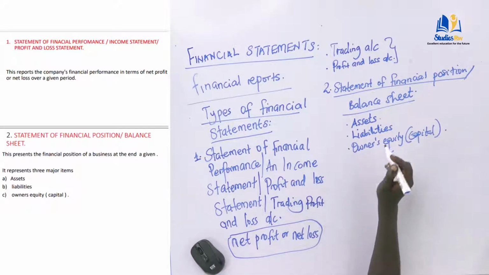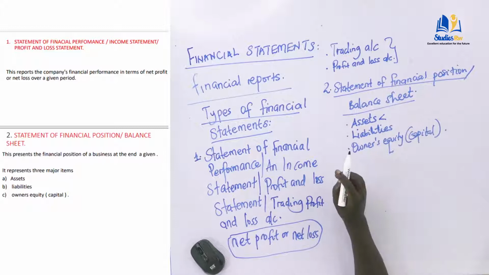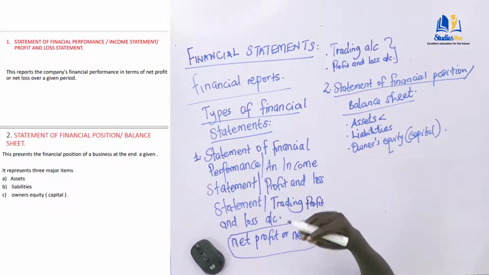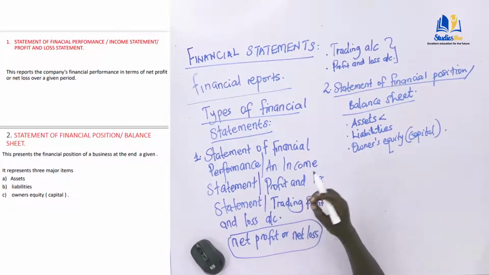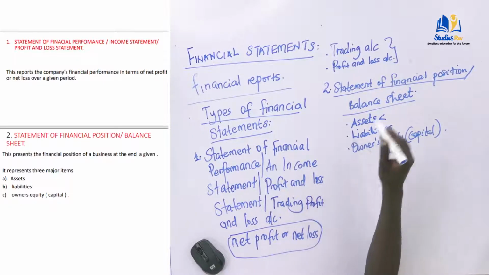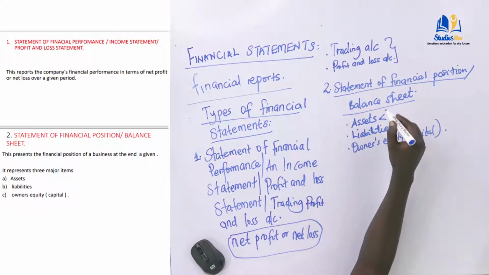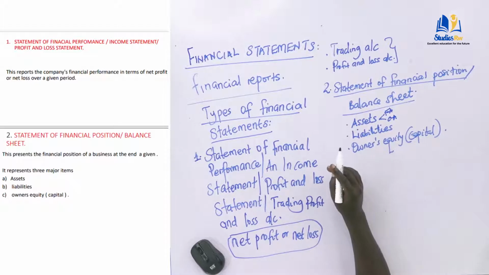and owner's equity. So with assets, these are possessions of the business that are used in the production of goods and services. They have monetary value. We shall see these in detail. We have fixed assets, or non-current assets, and we have current assets.